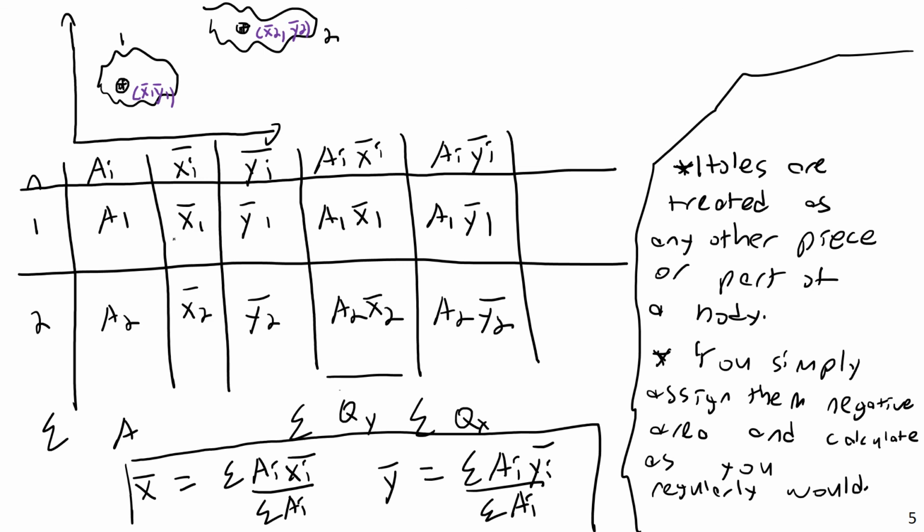So if one of these particular pieces has a negative area, the area of that particular piece will be negative, and then the A_i x bar i, assuming the x coordinate is positive, for example, would have a negative value, and that would then end up subtracting from my overall first moment of area with respect to the y-axis. And we will see some examples of that in part 2 of this lecture.